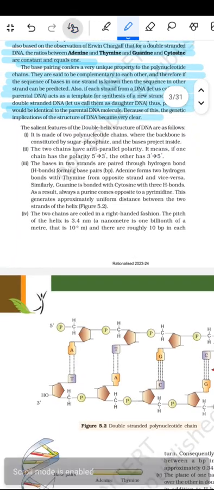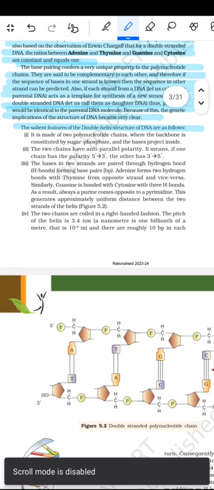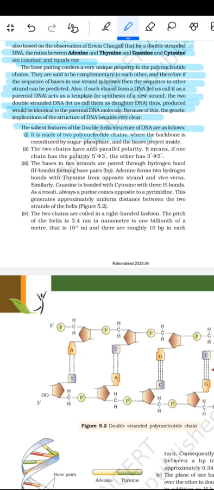The salient features of the double helix structure of DNA are as follows. It is made of two polynucleotide chains where the backbone is constituted by sugar phosphate and the bases project inside. Second, the two chains have anti-parallel polarity. It means if one chain has the polarity 5' to 3', the other has 3' to 5'. The bases in the two strands pair through hydrogen bonds, H-bonds, forming base pairs. Adenine forms two hydrogen bonds with thymine from the opposite strand and vice versa. Similarly, guanine is bonded with cytosine with three hydrogen bonds.